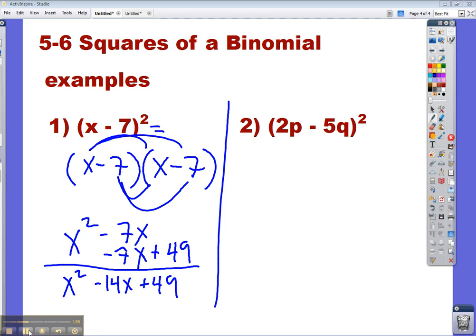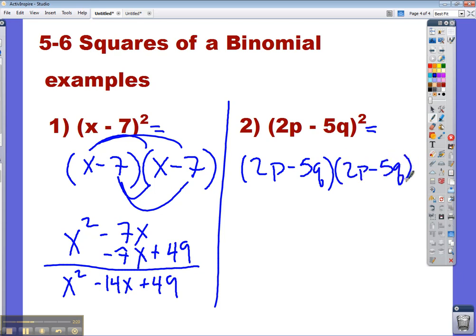So for problem 2, we have the quantity 2p minus 5q squared. What's another way of writing that? Penny? Parentheses 2p minus 5q, times in parentheses 2p minus 5q. All right. Rainbows, smiley faces.